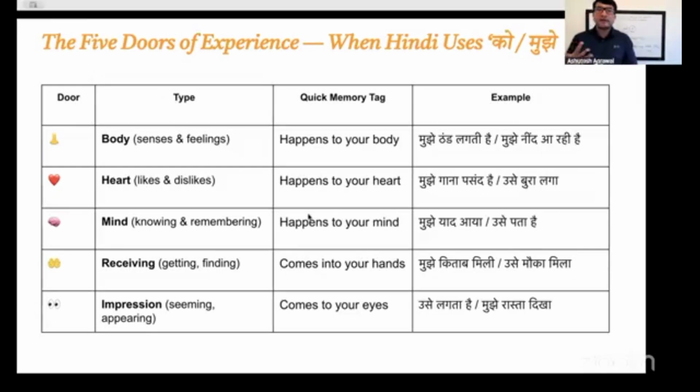But these are the 5 categories that we'll be going over one by one, and that will help you develop a solid understanding of ko versus the regular sort of action that we are doing. And today we'll spend most of our time on just the body, something that happens to your body.